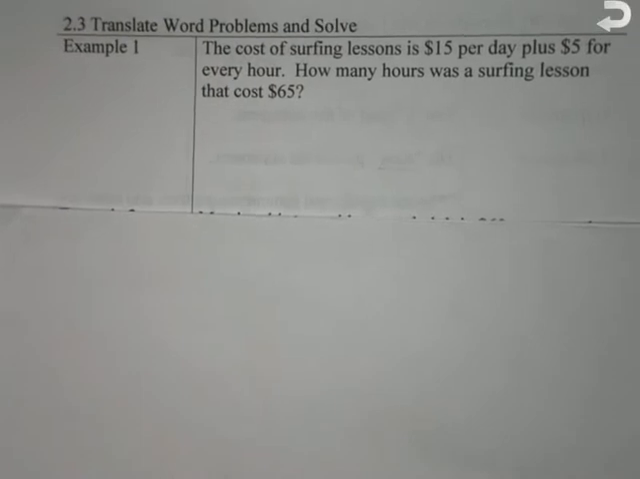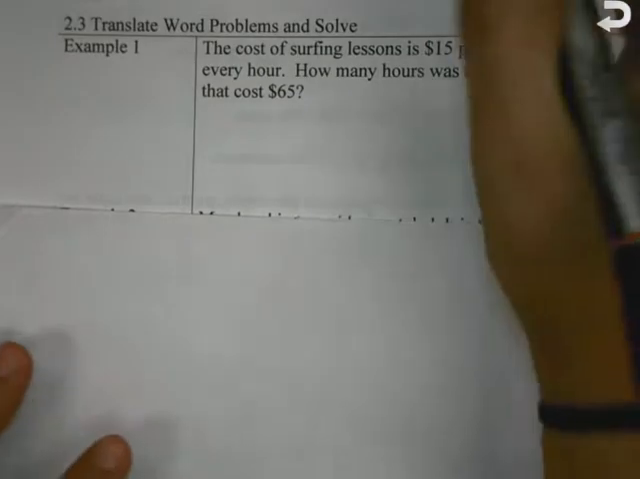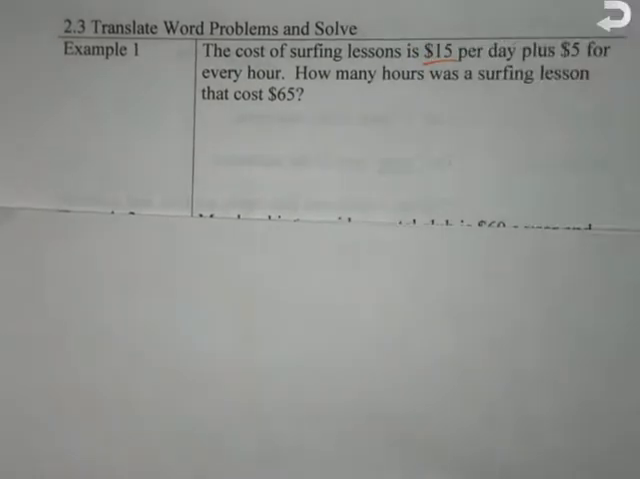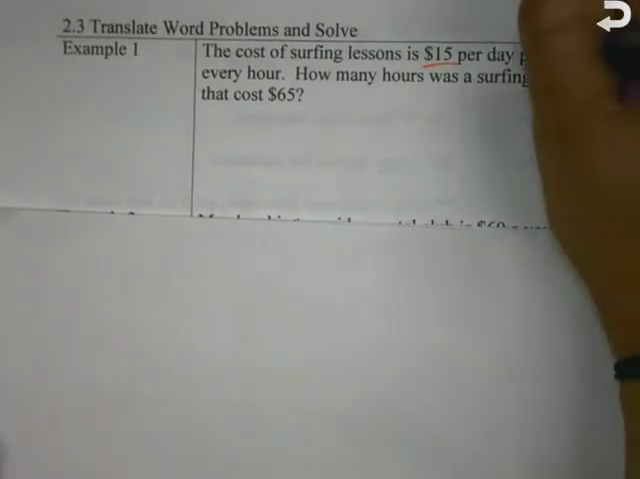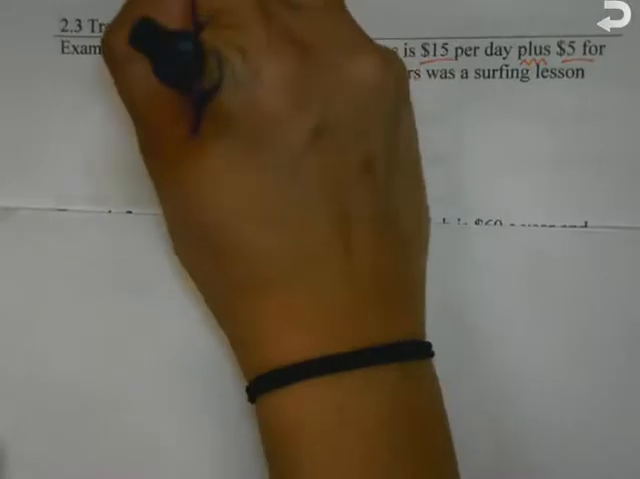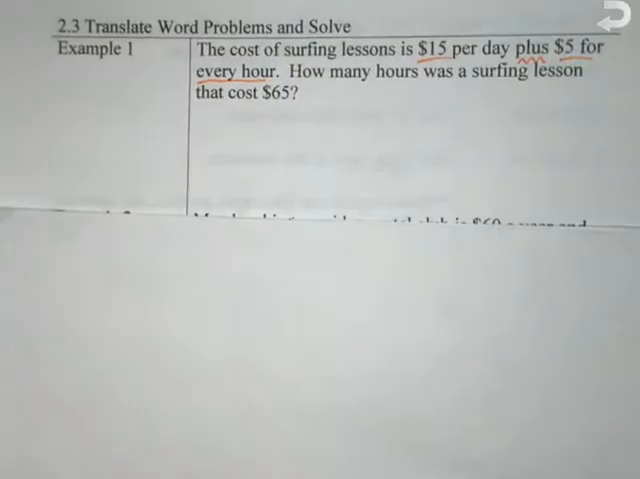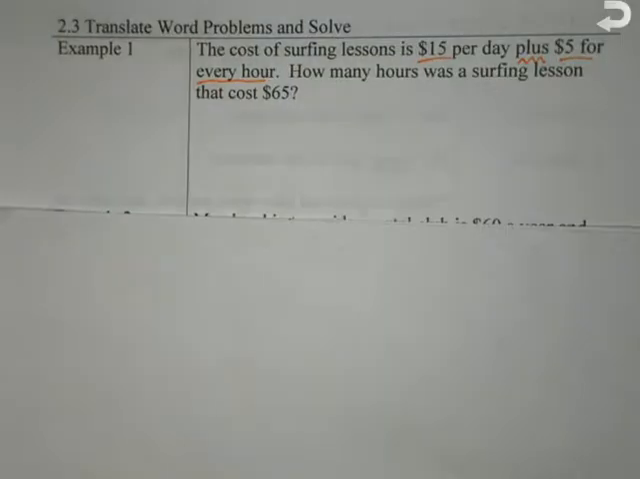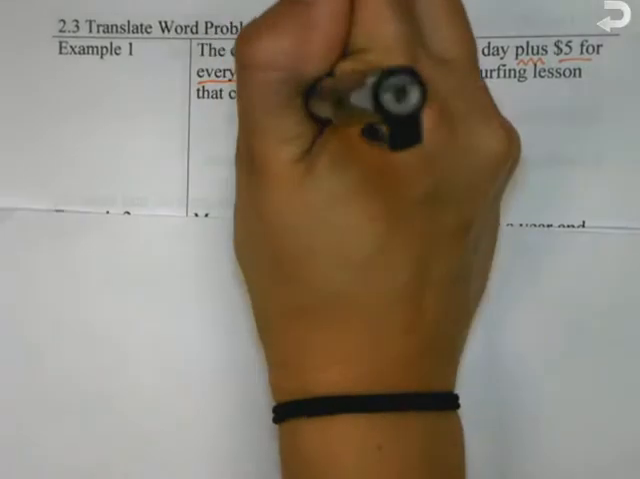The cost of surfing lessons is $15 per day. So I'm going to underline that because that sounds important. So $15 per day plus $5 for each hour. How many hours was a surfing lesson that cost $65?